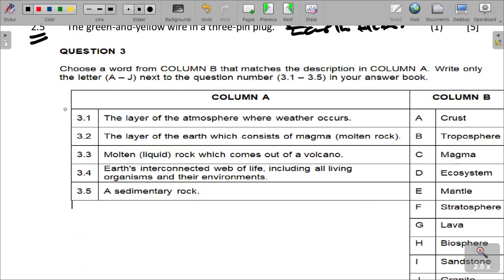Choose a word from column B that matches the description in column A. Write only the letter next to the question number. So we are given the layer of the atmosphere where weather occurs. What do we call the layer of the atmosphere where weather occurs?